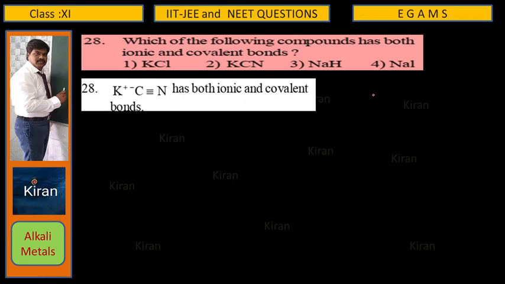Potassium cyanide. Potassium is K plus, cyanide is minus. So the ionic bond is there, ionic attraction. Between C and N there is a covalent bond, a triple bond. This is covalent. Because of this reason, it has both ionic and covalent bonds. The right option is KCN.